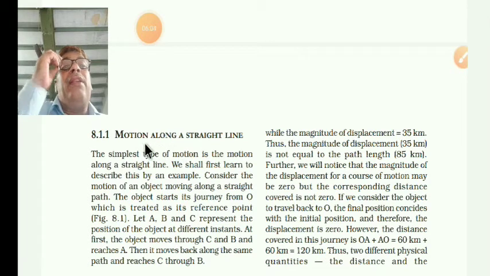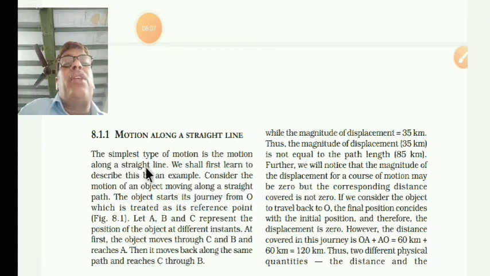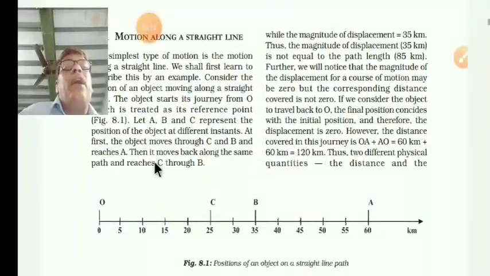Now, motion along a straight line. The simplest type of motion is motion along a straight line. We shall first learn to describe it with this example. Consider the motion of an object moving along a straight path. The object starts its journey from O, which is treated as the reference point. Let A, B, C be the different positions of the object at different instants. At first the object moves through C and B and reaches A from O. Then it moves back along the same path and reaches C through B.